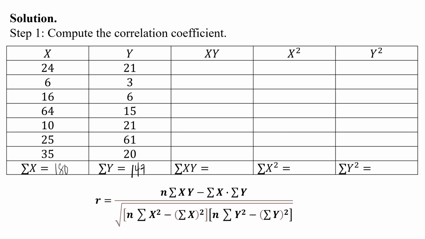Okay, so yung third column, so ang ilalagay natin, yung idadagdag natin is yung x times y. So multiply lang natin itong x tsaka si y. So 24 times 21, that is 504. Then 6 times 3, that is 18. Then the rest, ganun din gawin, multiply lang lahat. Okay, so 16 times 6, 96. 64 times 15, 960, 10 times 21, 210, 25 times 65, 1,525. Then last, 35 times 20, that is 700. Okay, so ngayon kukunin naman natin yung summation ni x and y. Okay, so i-add nyo lang tong lahat ng to. So kapag na-add natin yan, that is total of 4,013.